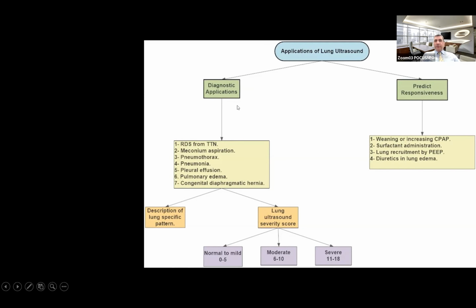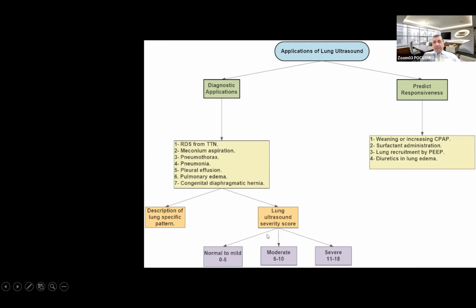Ultrasound can also be used for assessment of the diaphragm and the upper airway. That will be the focus of my presentation. But typically, lung ultrasound can be used to differentiate RDS from TTN, much more sensitive than X-rays, and to identify meconium aspiration, pneumothorax, pneumonia, pleural effusion, pulmonary edema, congenital diaphragmatic hernia. And it is nice to score the lung. One of the stations will teach you how to score the lung. Typically, you have a score up to 18.